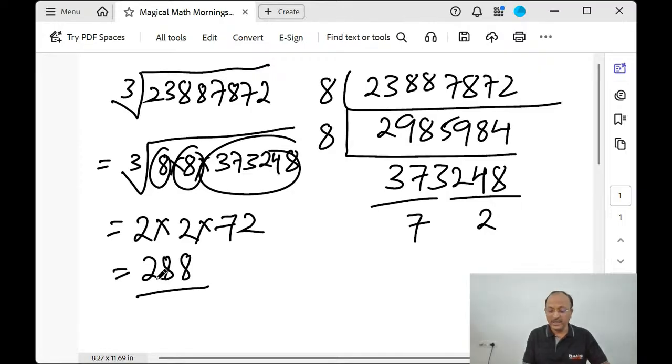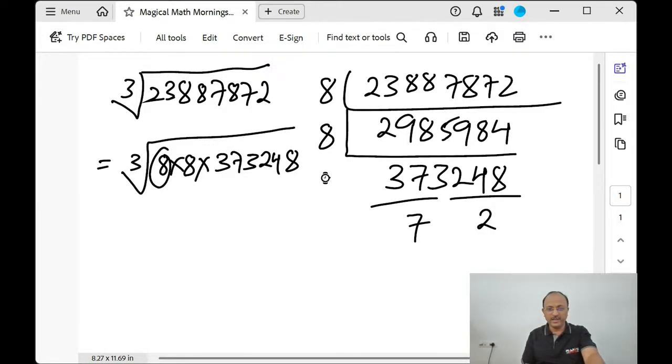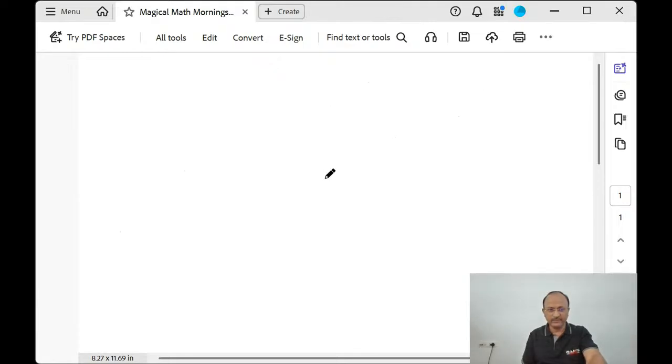Means when we have a bigger even number which is divisible by 8, we can divide by 8 and only the remaining number we can find out. This is very easy to find out 373 and 248. With explanation, it would have taken more time. Let's take one more example, which we can do in a much easier way.